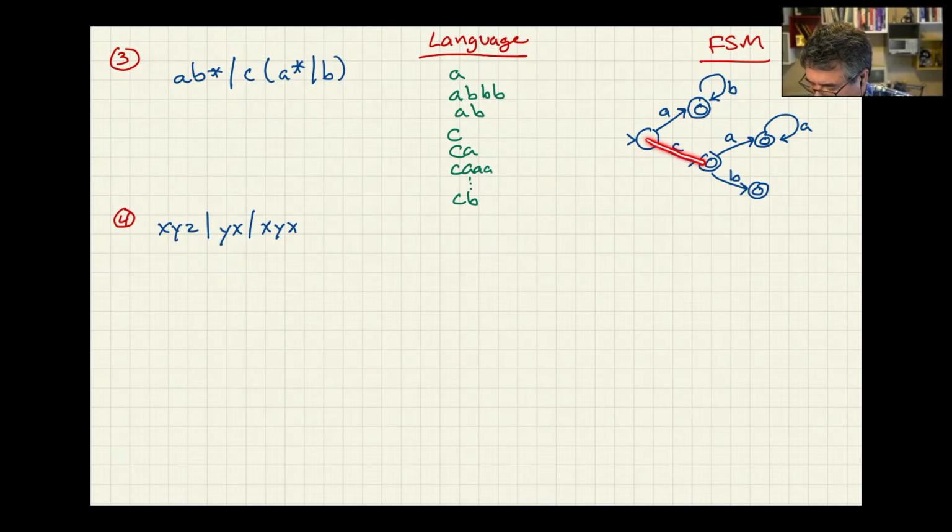So this is good. We accept C and then any number of A's, including just 1 or 2 or 3 or 4 or none, because we've got an accepting state here, or we can do the B down here. So that's good. Perfect.